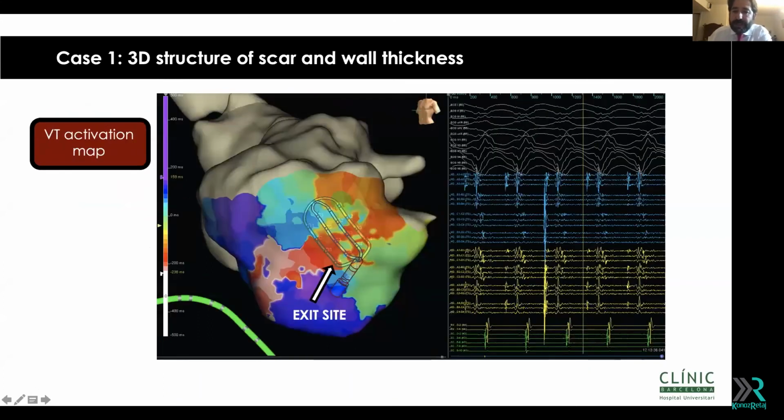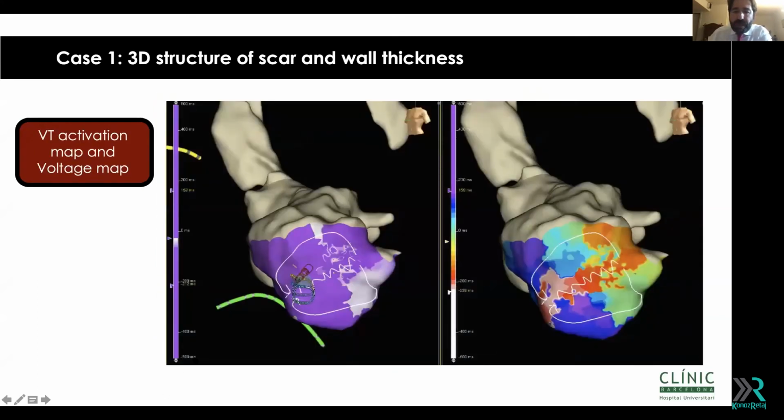And this is the VT map. As Professor Casado told you, with the AJ grid, you can map whatever you want in very little time. So we first mapped the substrate, and we then put the AJ grid in the channel we induced, and you can clearly see this figure of 8 VT and clearly diastolic potentials in this channel.